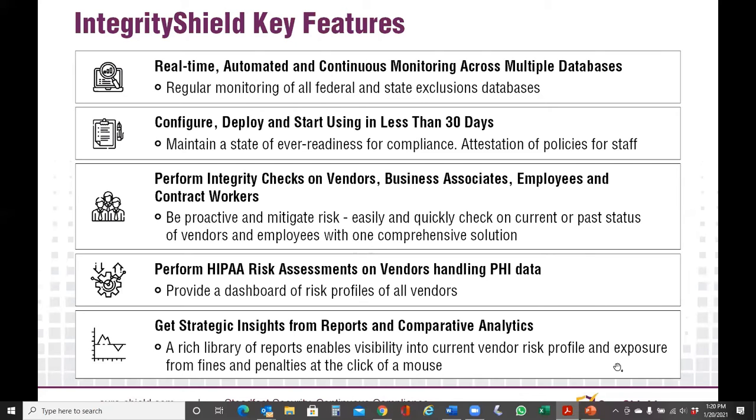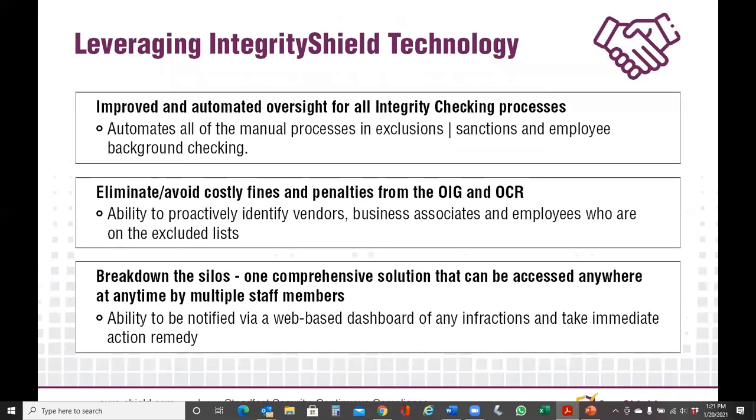And of course, this comes with a very comprehensive set of reports and comparative analytics that can allow you to profile that information in any way that you like. So, leveraging technology like this allows for improved and automated oversight of all your ecosystem. And that is something that is really quite difficult to do today. Once you've turned it on, it's actually working for you almost like another colleague within your organization.